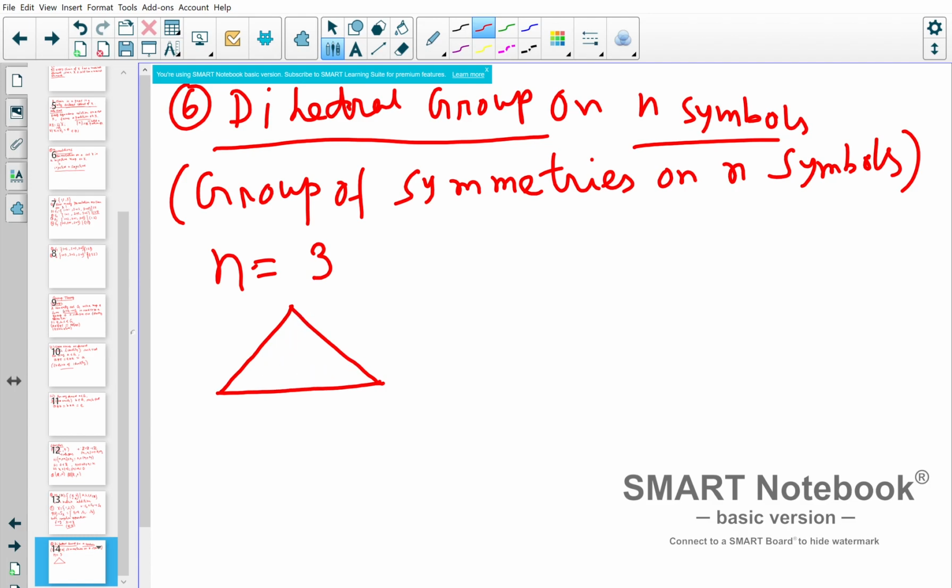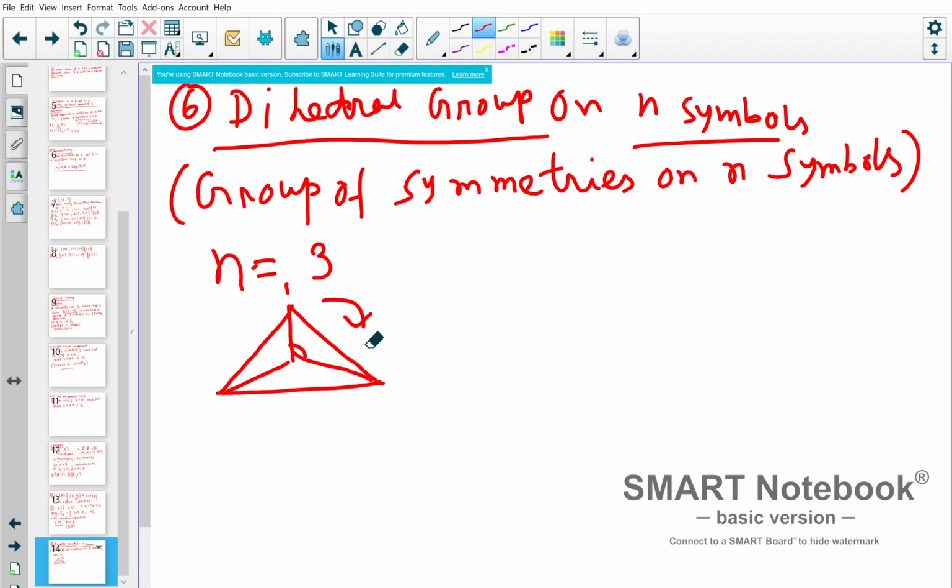And the question is, how many symmetries are there? Symmetries are those which are invariant under rotation and reflections. You can do rotation on some axis or you can reflect on some line. If you just rotate, for example clockwise or anti-clockwise, it doesn't matter, say clockwise you are rotating by 120 degrees, right?